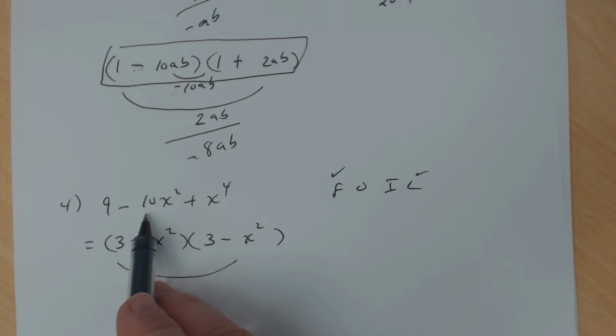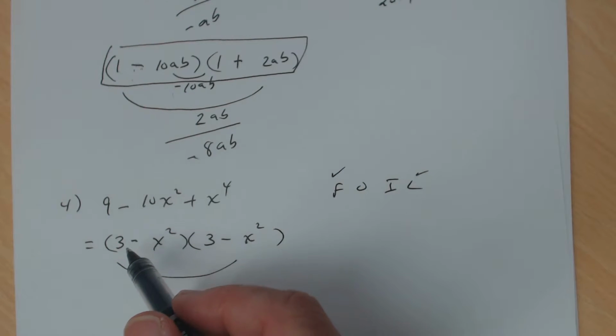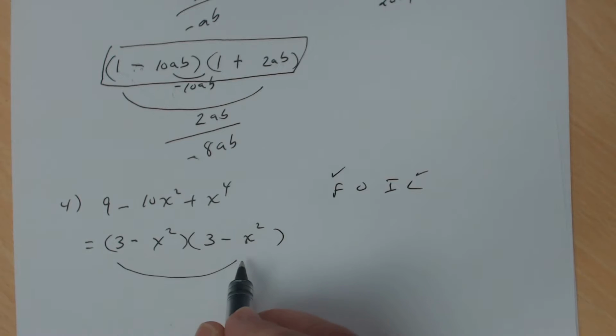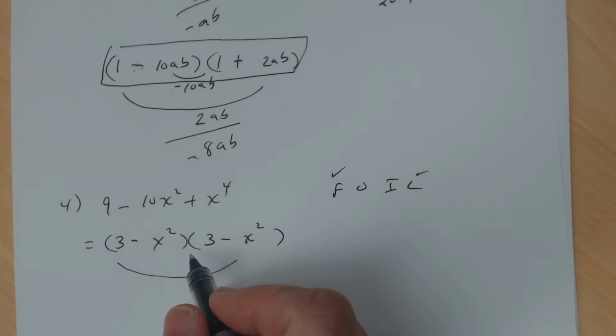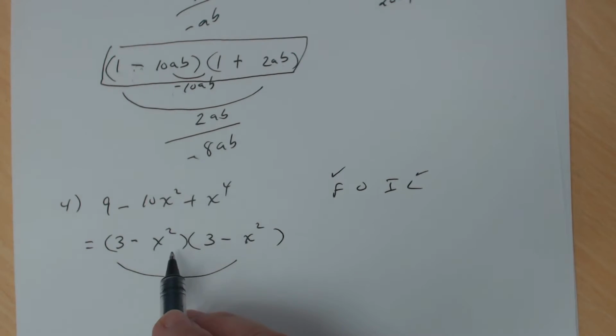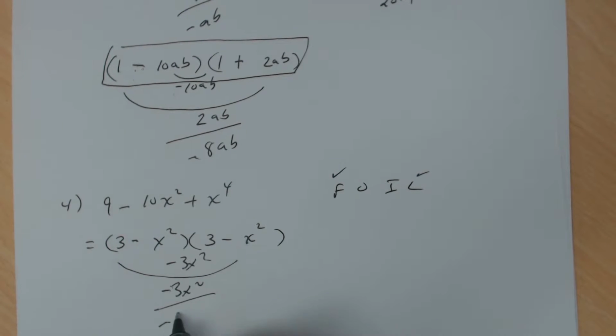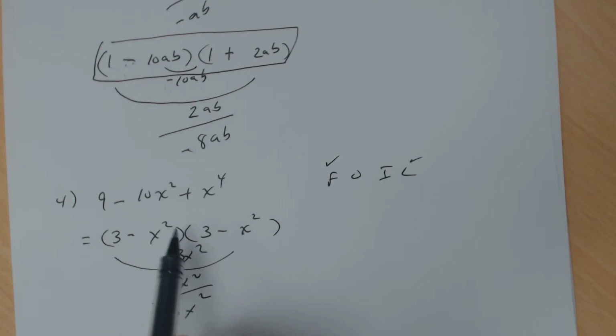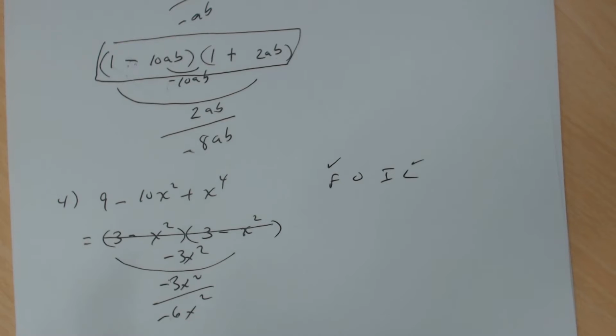Now, if you look at the outer and the inner, was that supposed to be a 10? Let me check and see if that was supposed to be a 10. Okay, so the outer and the inner, that is supposed to be a 10. The outer is a negative 3x squared, the inner is a negative 3x squared, but the issue is that when I add them up, I get negative 6x squared. That's not what I wanted. So that's not the correct order.